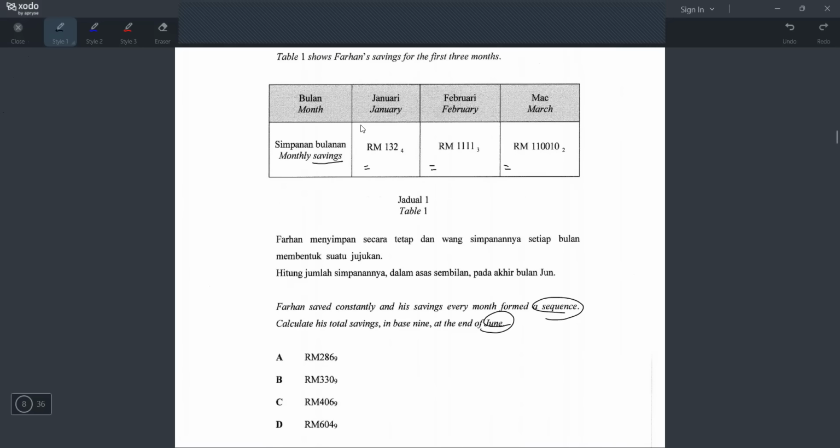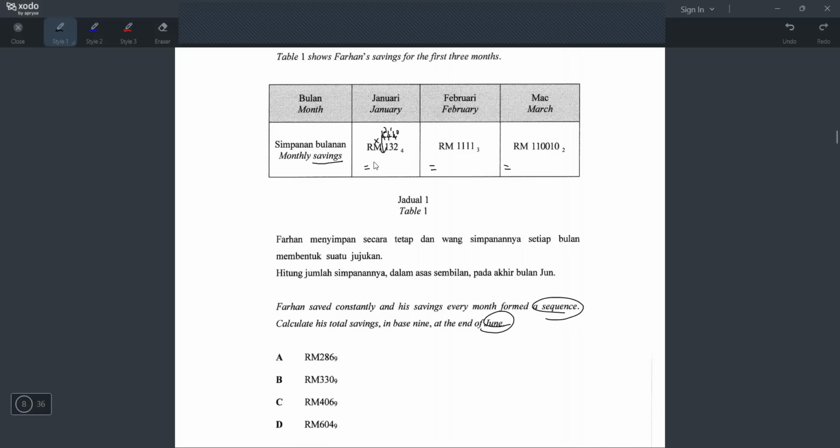So how do we change this to base 10? Very easy. When we are changing a smaller base to base 10, we always use the multiplication method. It means we will times. But you have to write down the place value first. So if it's base 4, the place value will be 4 power 0, 4 power 1, and 4 power 2. And then what you do is you take 4 power 2 times 1, 4 power 1 times 3, 4 power 0 times 2, and then plus everything.